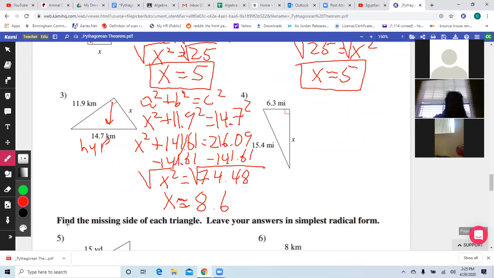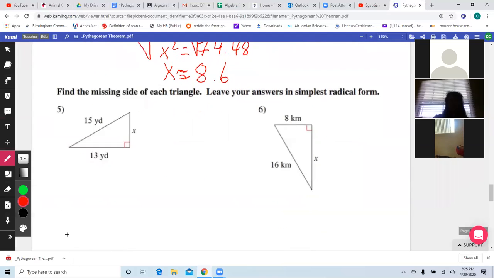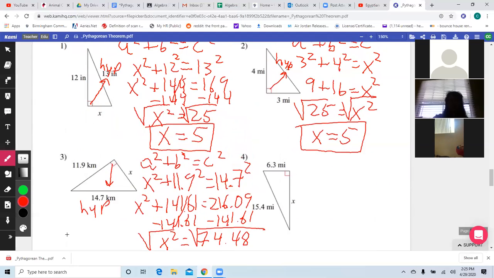Does anyone have any questions on how that was set up? Because I'm going to skip 4 because it's the same thing. I'm not going to do every single problem here because it gets repetitive. Okay. Now, number 5, number 6 is the same thing as 1 through 4.